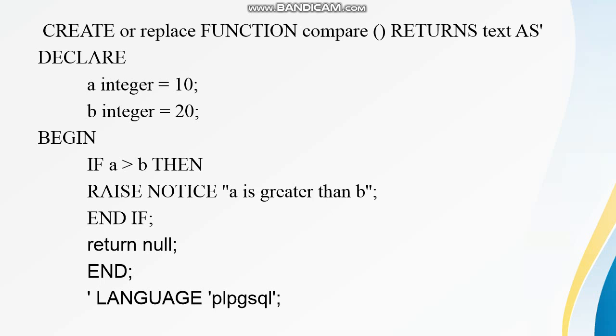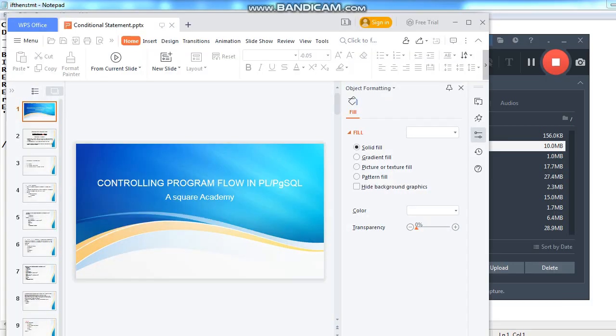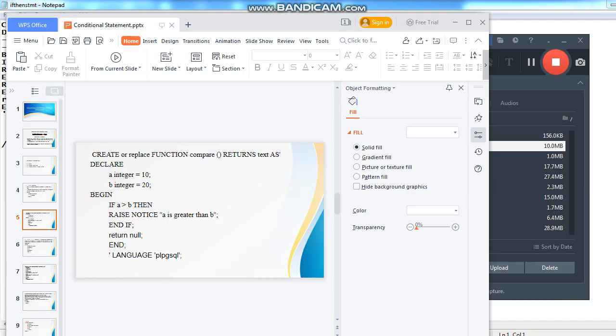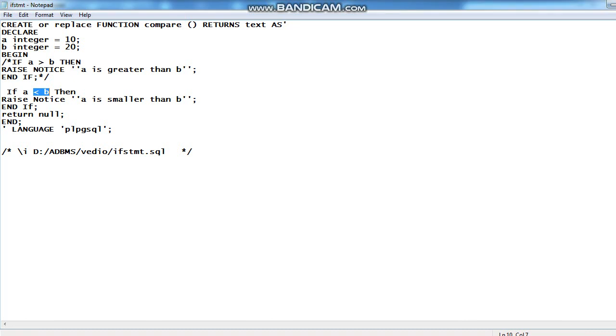Let's see the example. So I'll execute this particular example and show you, right? I have already written that particular example. You can see this is the example. Here, create or replace function compare returns text as. So I am basically creating the function with the name compare. I have taken a declaration part over here where a and b are the two variables declared of type integer. A is initialized with the value 10 and B is initialized with the value 20.